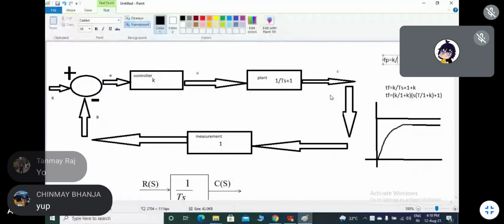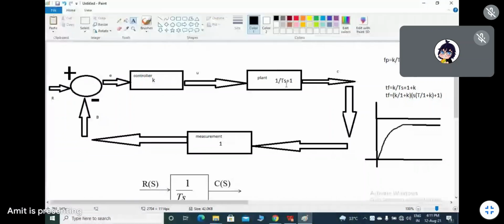Plus 1 should be there. Whatever this term will be, this will be the time constant.